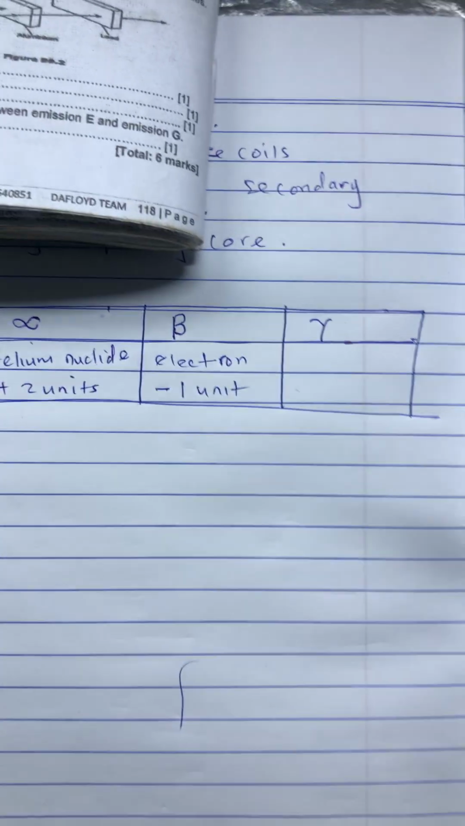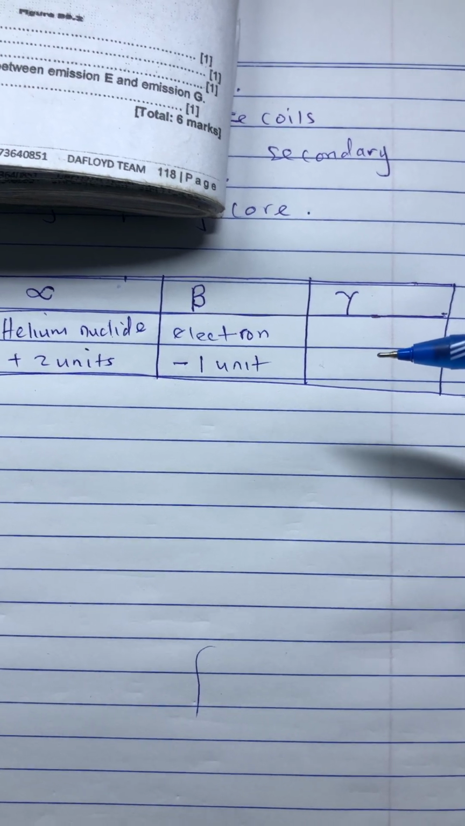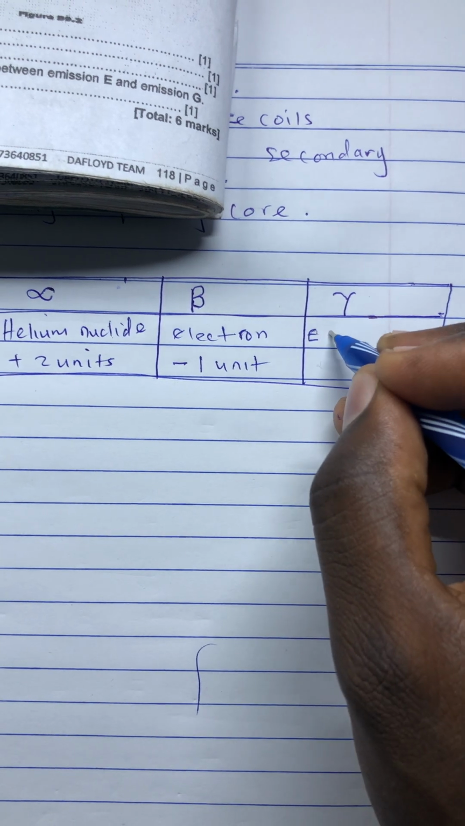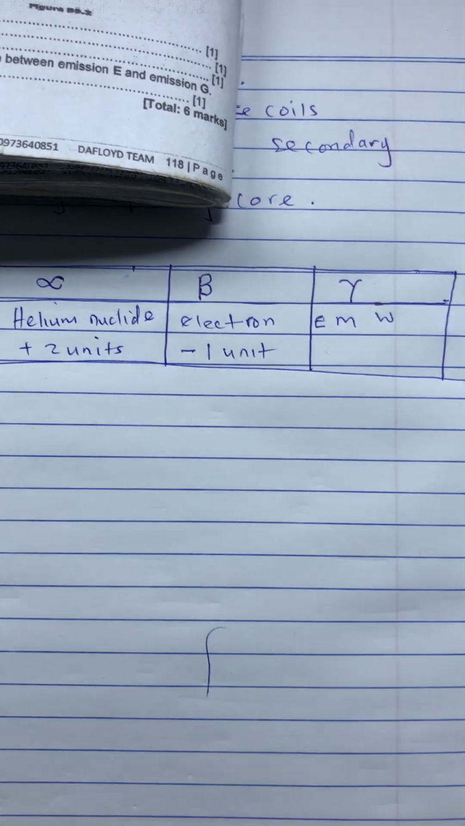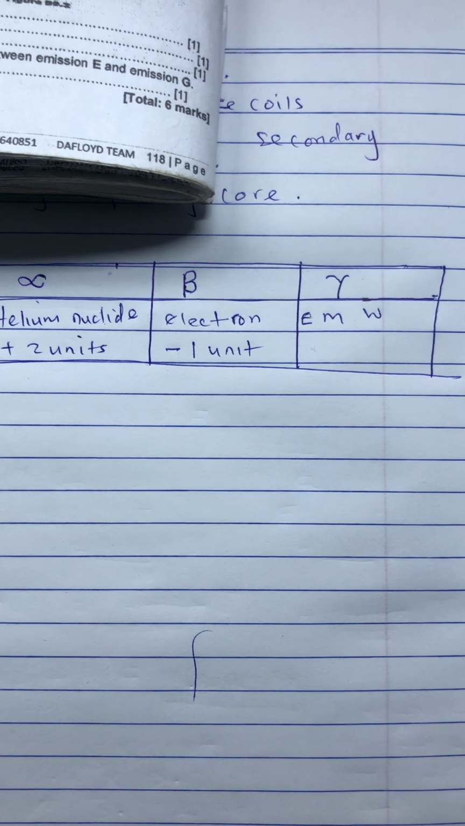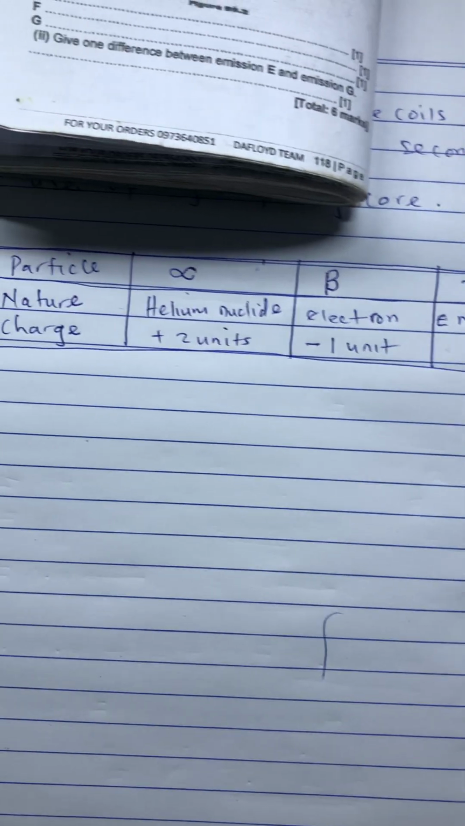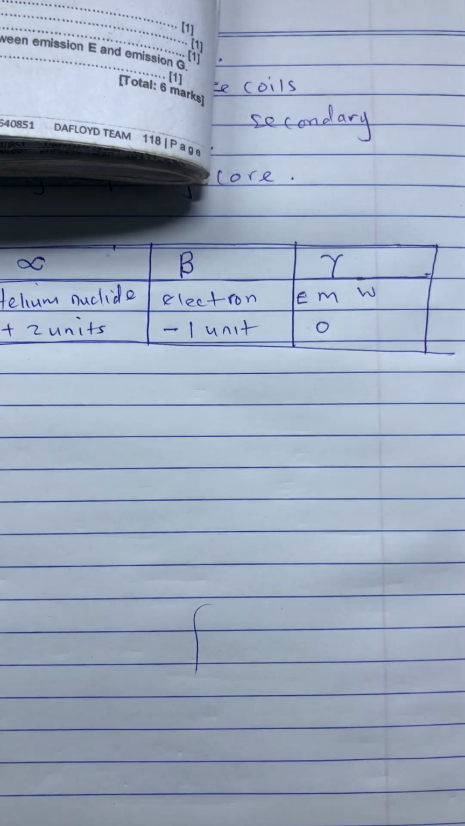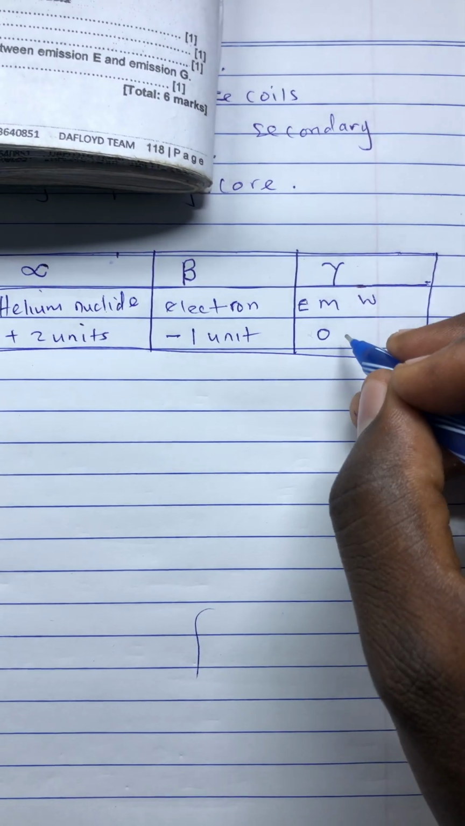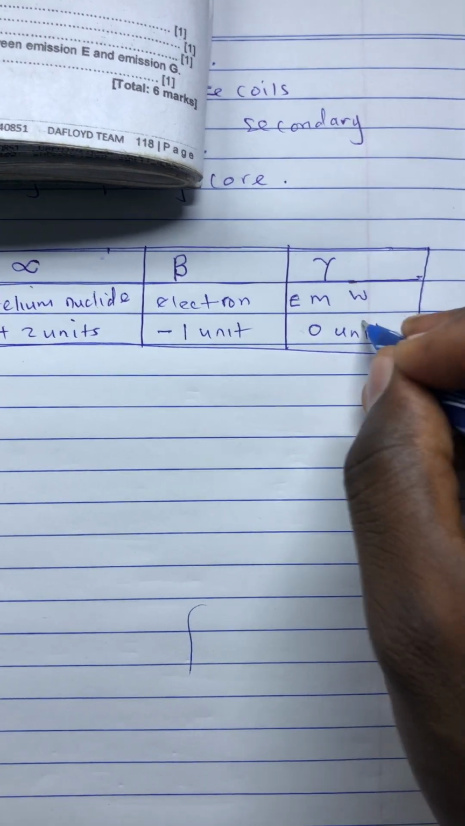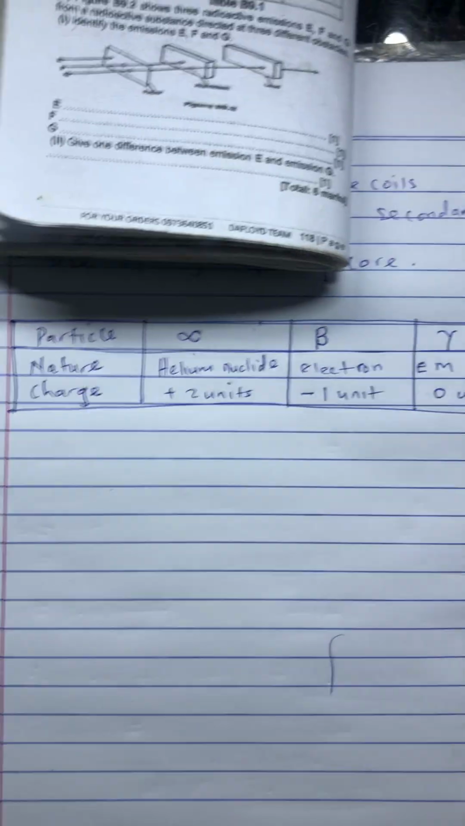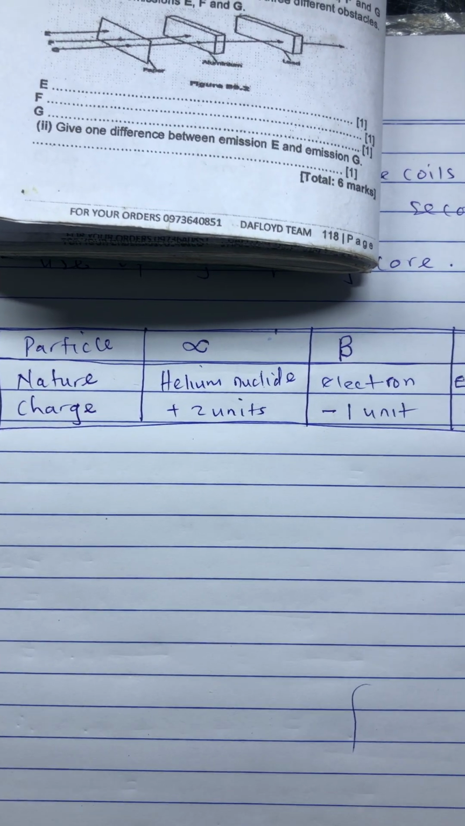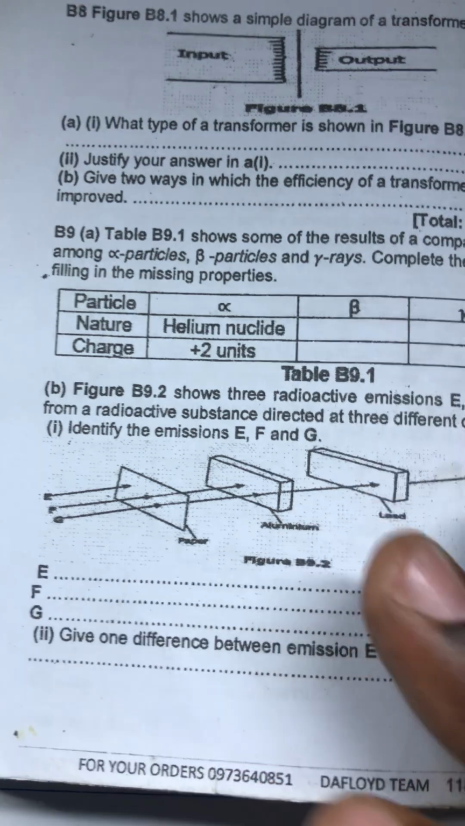So let's look at the Y particle. What is the nature of a Y particle? So this one is called an electromagnetic wave. It's an electromagnetic wave. What about the charge? This one doesn't have a charge, so the charge is 0 unit. As simple as that. So we've actually filled in the missing parts of the table here. Okay, so we still have more questions.